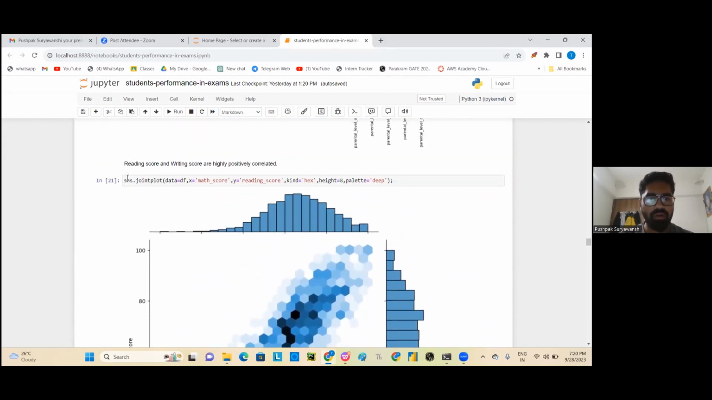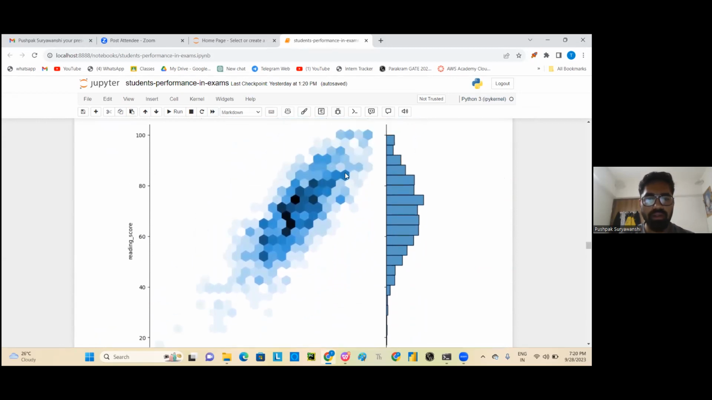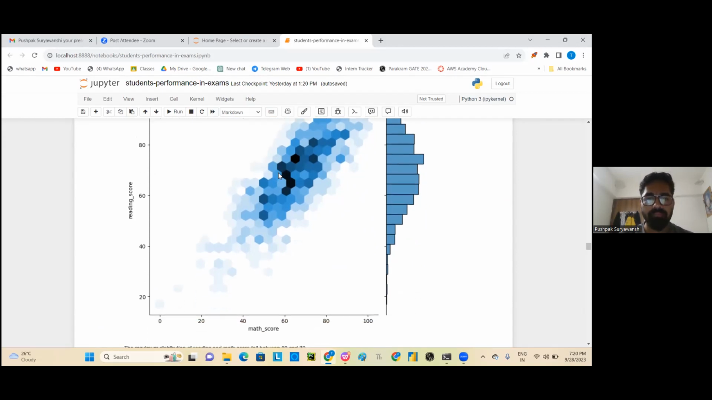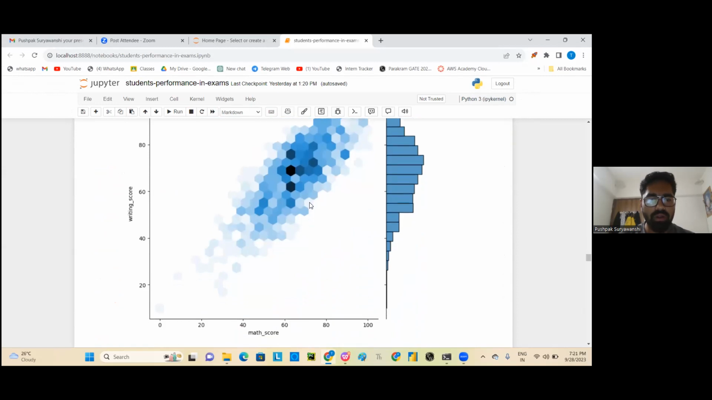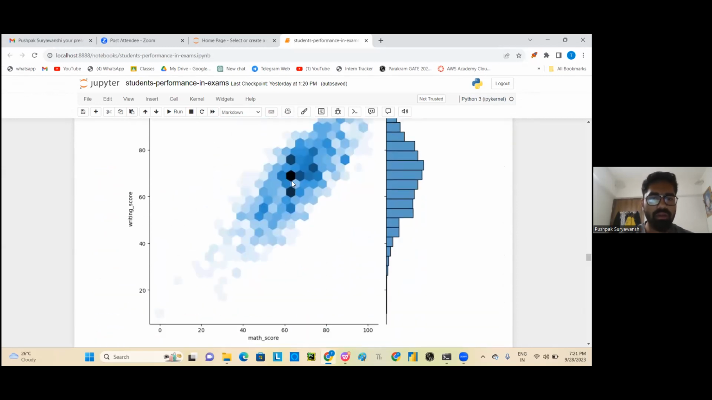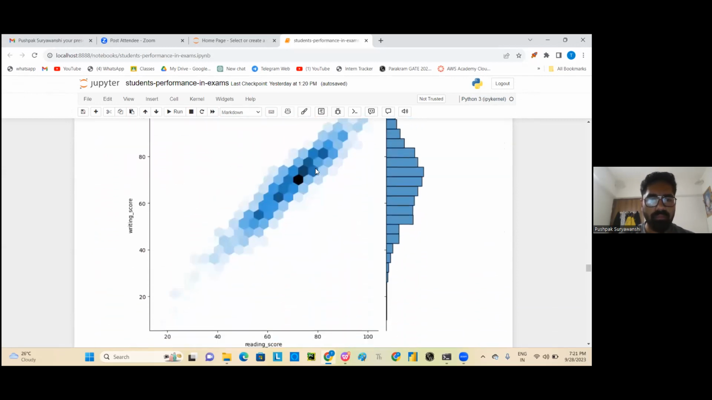Next is a joint plot. So in the joint plot, we have plotted math score against reading score. We can see here the maximum distribution of the reading and writing score falls between 60 to 80. The black spot indicates the values which are mostly concentrated. Same we have done for math score and writing score. Here the values are mostly concentrated between 60 to 80 as well. And finally, for the reading and writing score.